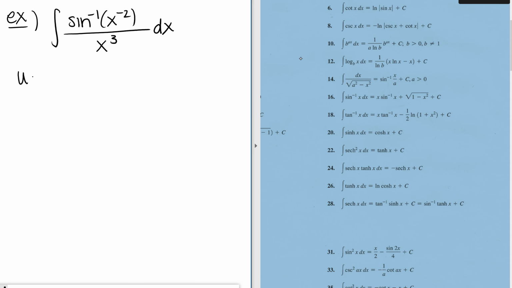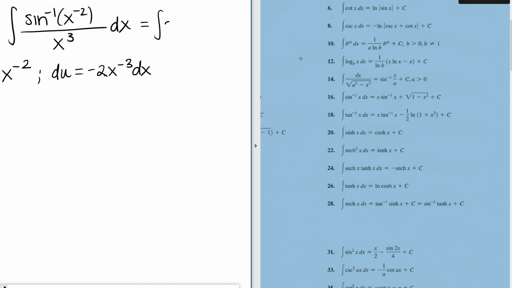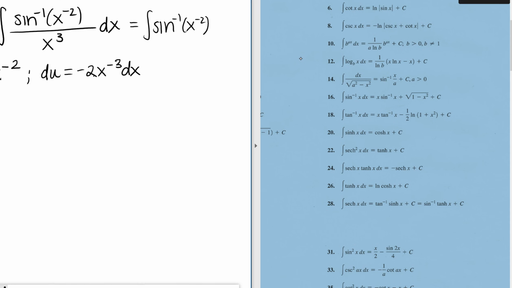So what I'm going to do is try u substitution. I'm going to let u equal x to the negative 2, because that's what I want to take the sine inverse of, just one thing, right? I don't want to take the sine inverse of something raised to a power. I just want to take sine inverse of something. In this case, it's going to work out pretty well, because notice the derivative of u is negative 2 x to the negative 3. Well, my friends, that's what we have right here. If I rewrote this integral, this would be the same as sine inverse of x to the negative 2 times x to the negative 3 dx.